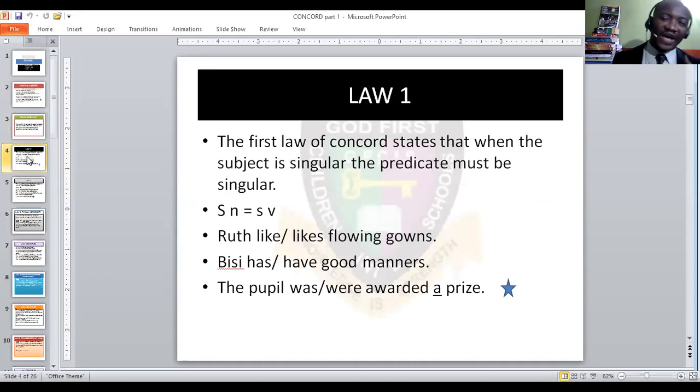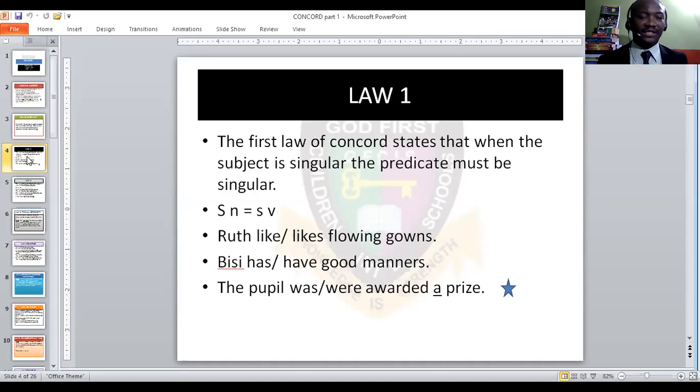Welcome to Law 1. The first law of Concord says that when the subject is singular, the verb must be singular. We're looking at singular noun equals singular verb as the formula. Look at the examples. You can do that mentally if you try. Ruth like or likes flowing gowns? Ruth is singular and therefore we take likes, which is a singular verb. BC has or have good manners? BC is singular and we take has, which is singular, not have, that is plural. The pupil was or were awarded a prize? Yes, the pupil is singular and we take was, which is a singular verb.